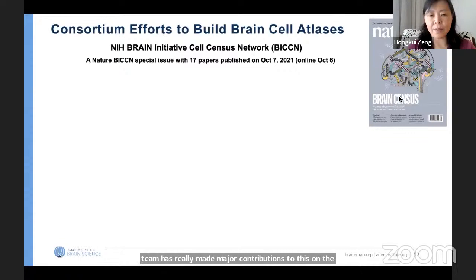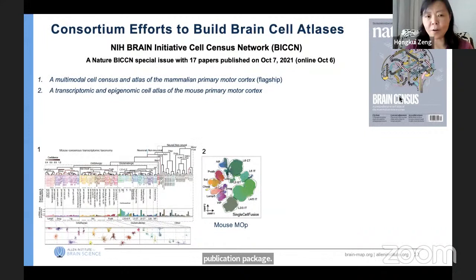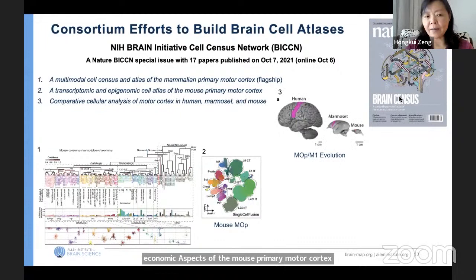That's demonstrated with 6 out of the 17 major publications, which I'm going to fly through here. The first one is the multimodal cell census and atlas of the mouse primary motor cortex, as well as the same region in human and non-human primate. That's the flagship paper of this publication package. The second is a more detailed transcriptomic and epigenomic atlas of the mouse primary motor cortex. The third study is the comparative analysis of cell types in the motor cortex across 3 mammalian species.